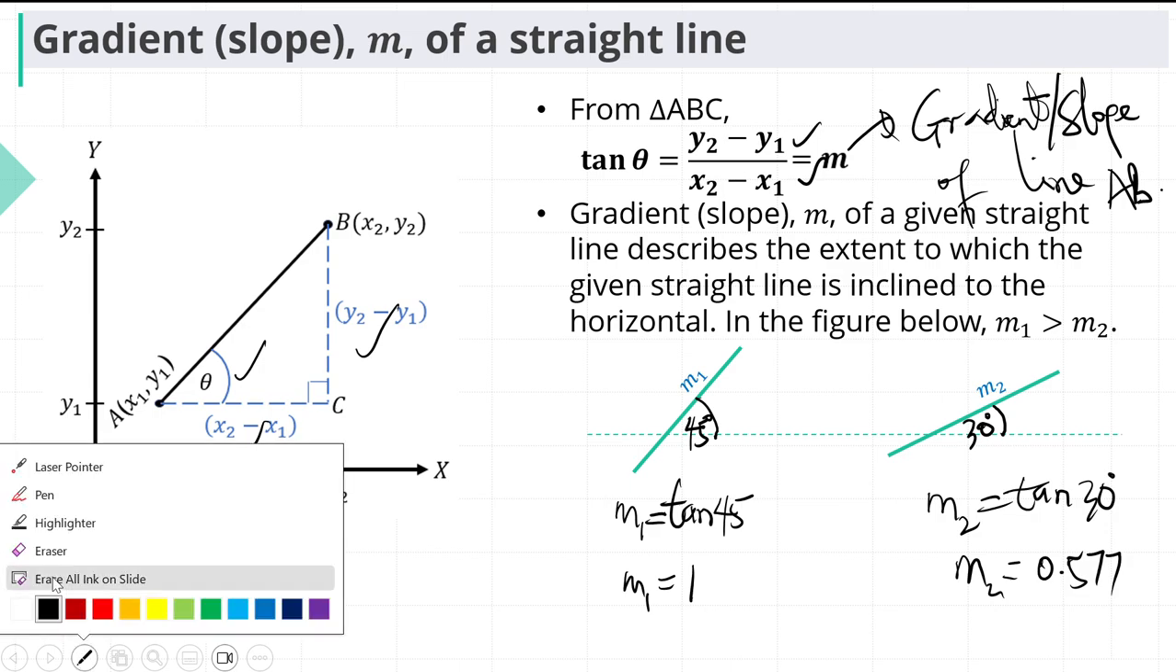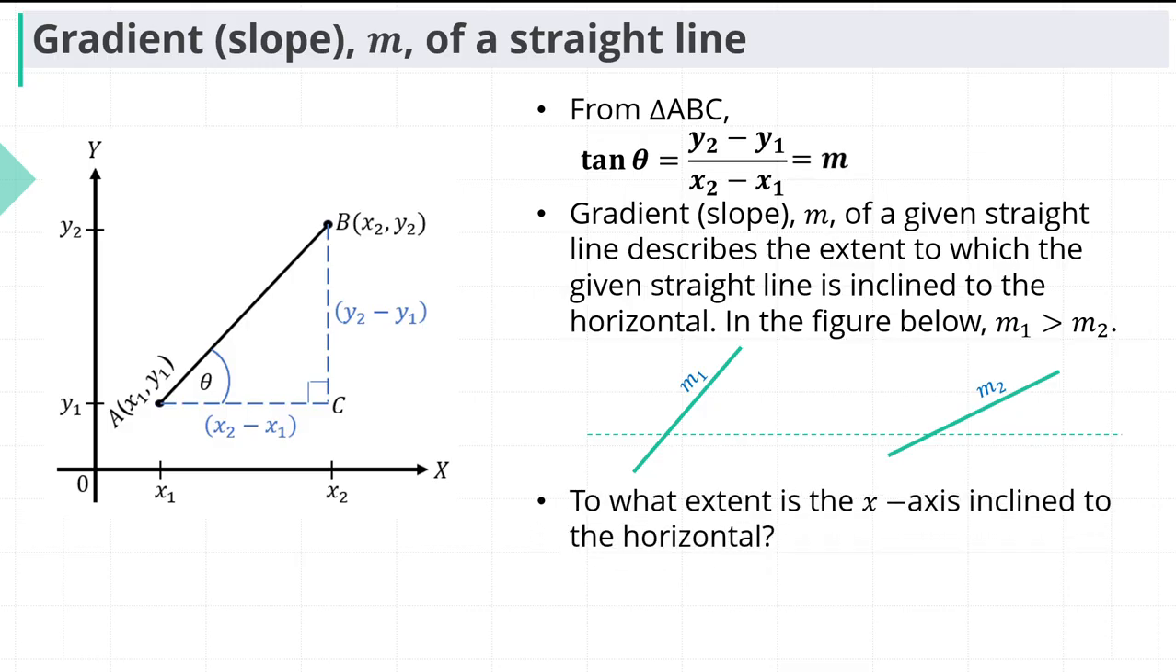Now, a question for you. To what extent is the x-axis inclined to the horizontal? You realize that the x-axis lies on the horizontal. There is no angle between the x-axis and the horizontal. You can look at it this way. This first line over here, if we move it to lie exactly on the short dashed line, that's the horizontal line, the angle here will now tend to 0.